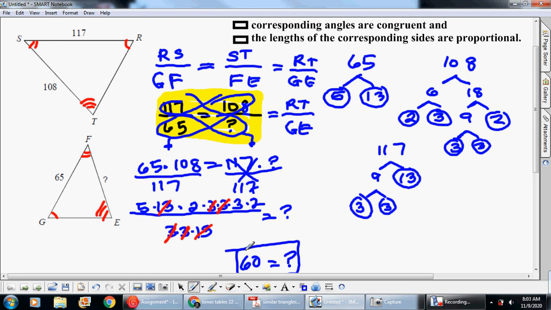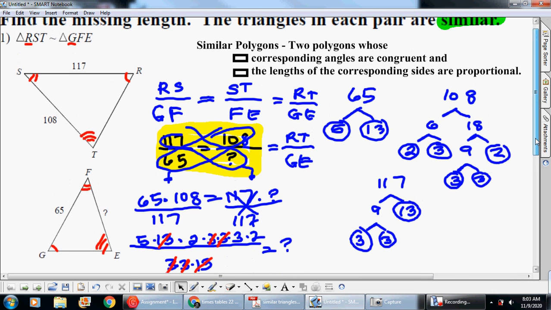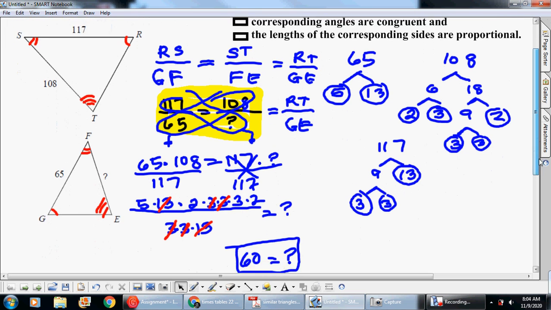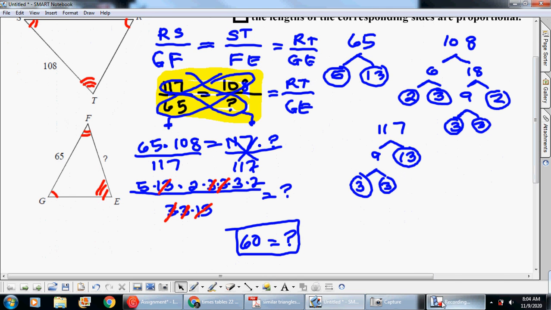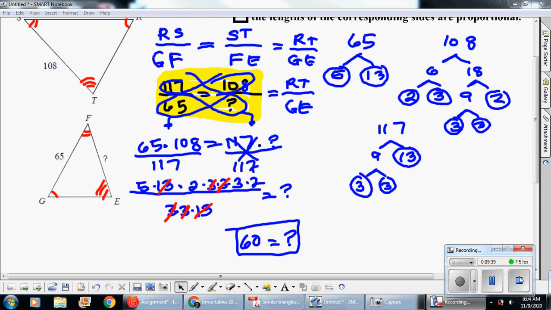Okay. So class, if you use your factoring and your times tables, factoring would not be that complicated. Okay. So that's how you do it. Now you're ready for the assignments. Okay. So once again, this was problem number 1 on your homework. Okay. Get started with the assignment.